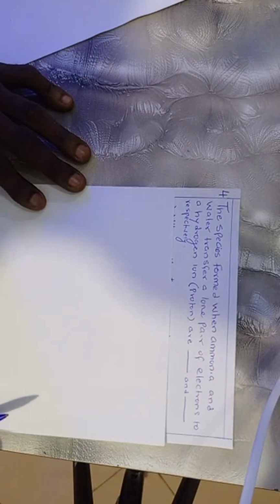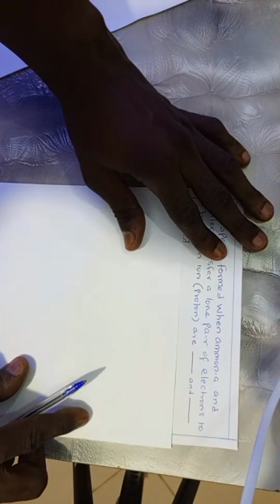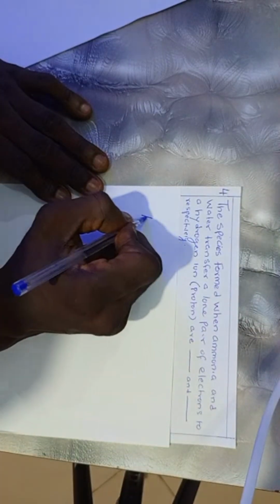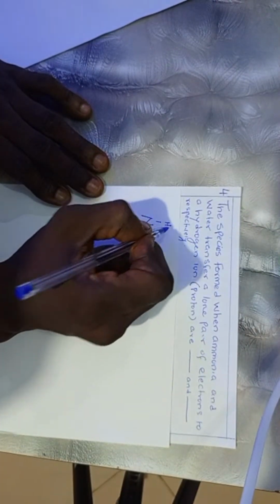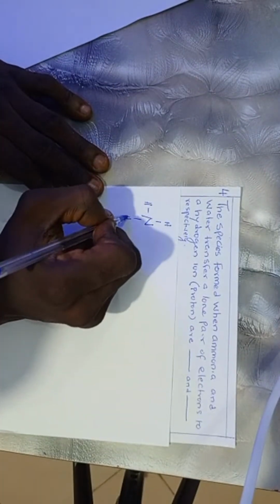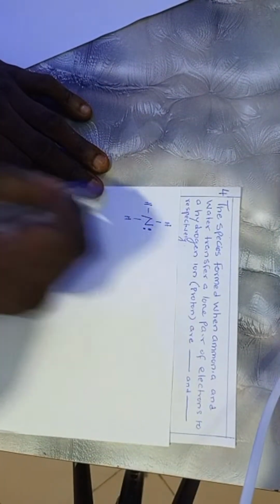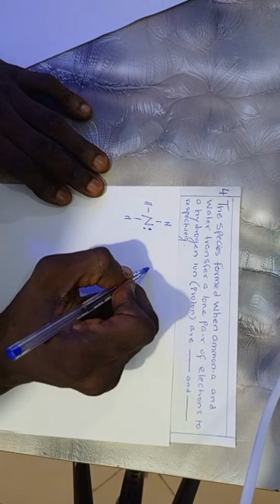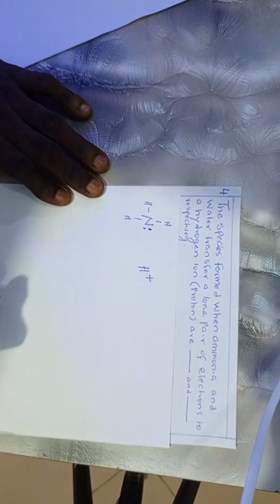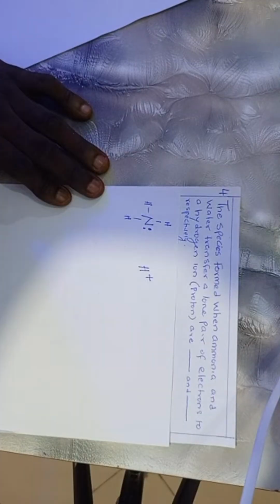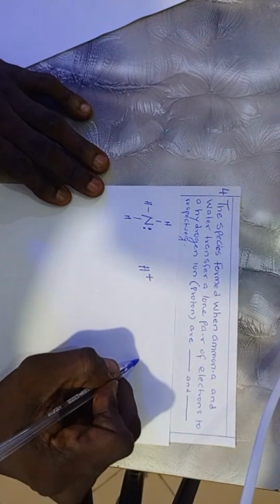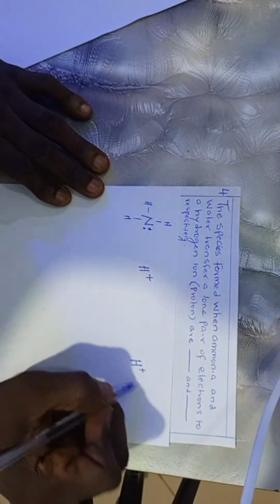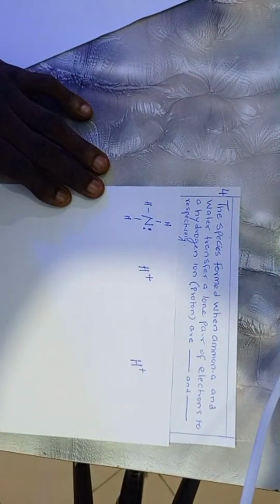So what happens when ammonia transfers a lone pair of electrons? Now check this out. This is ammonia here. You have N, you have H, you have H, and you have H. Now ammonia has a lone pair of electrons. Now let's talk about hydrogen ion. This is hydrogen ion here, H plus. Hydrogen ion does not have any electron. As we all know, hydrogen has one electron in the neutral state. So if you now say H plus, it's obvious that it has lost one electron. So it does not have any electrons.